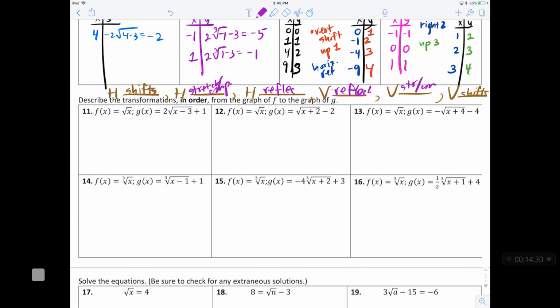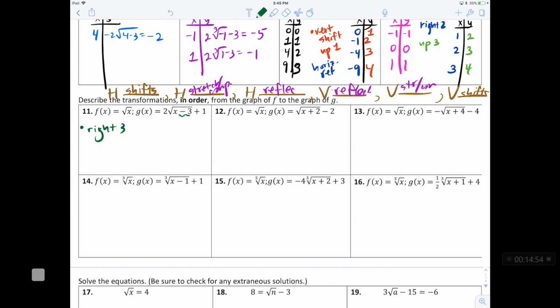Okay, so let's check out number 11. If we're going in order, the first thing I'm going to check is if there's any horizontal shift. And indeed there is. The -3 tells me I'm going to go right 3. Remember our horizontal transformations, the little hint we remember is opposite, because it's often opposite of what it initially looks like. Go right 3.